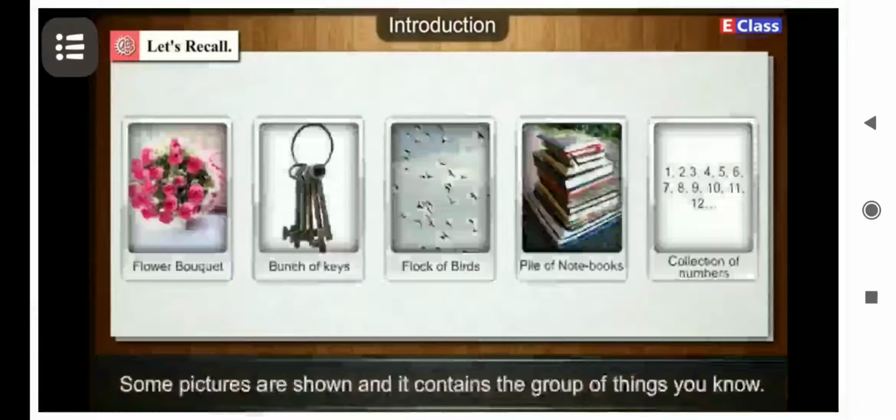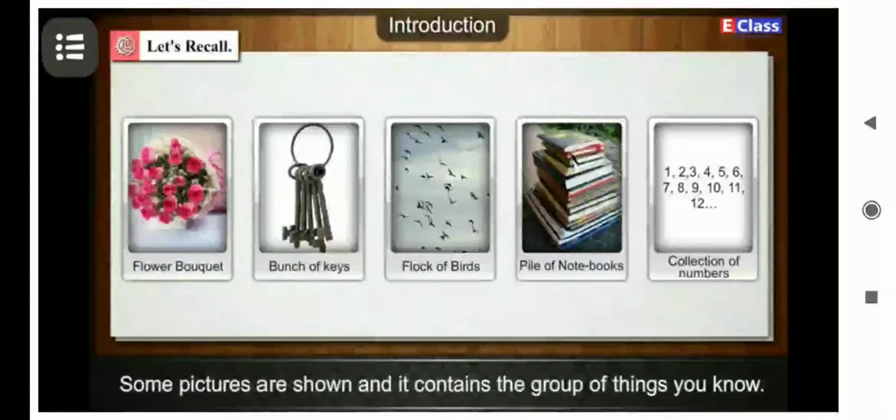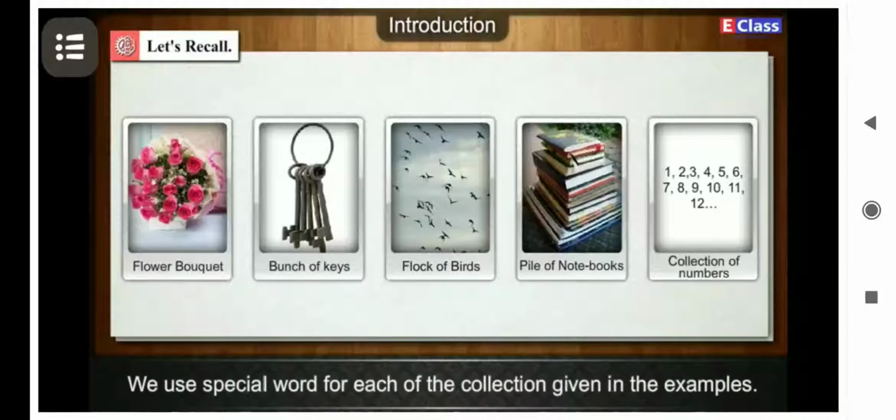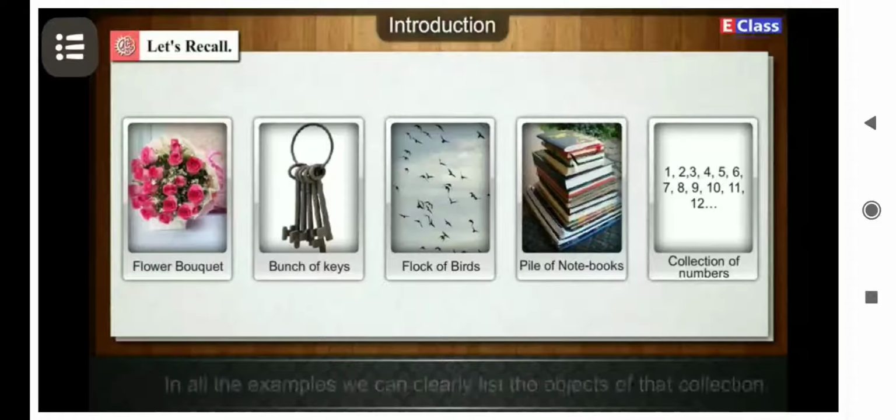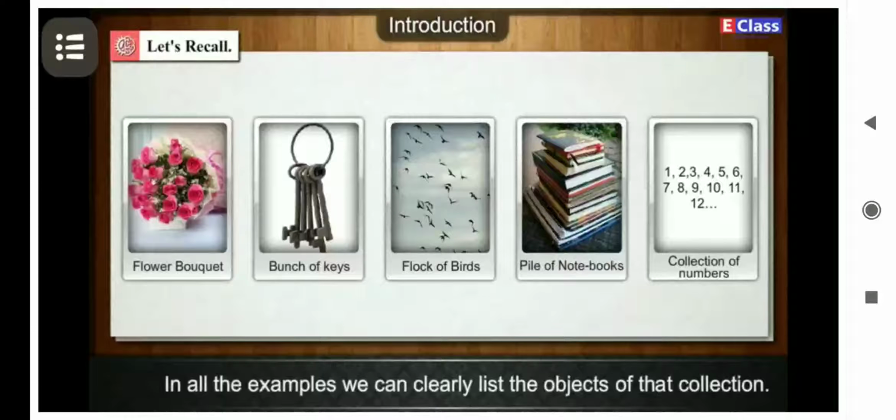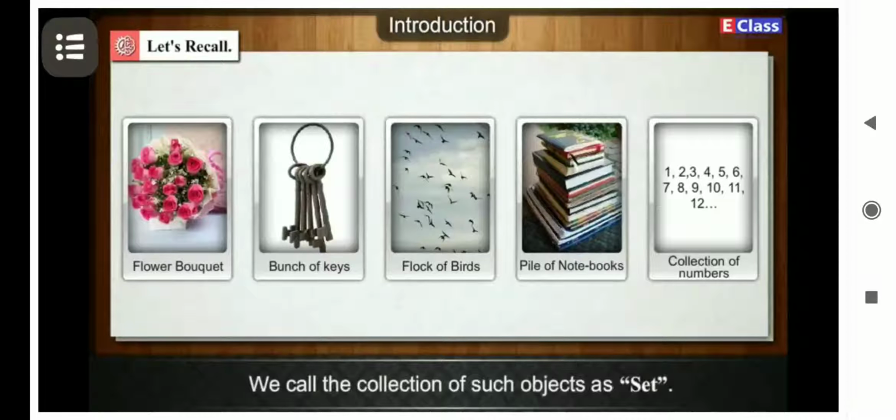Introduction. Let's recall. Some pictures are shown and they contain groups of things you know: flower bouquet, bunch of keys, flock of birds, pile of notebooks, collection of numbers. We use a special word for each of the collections given in the examples. In all the examples, we can clearly list the objects of that collection. We call the collection of such objects a set.